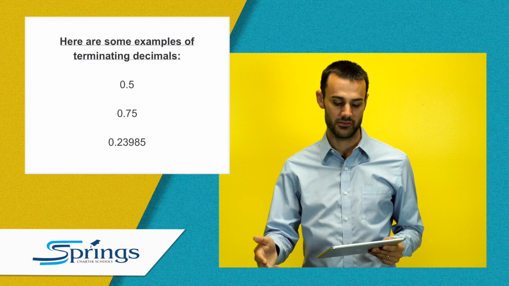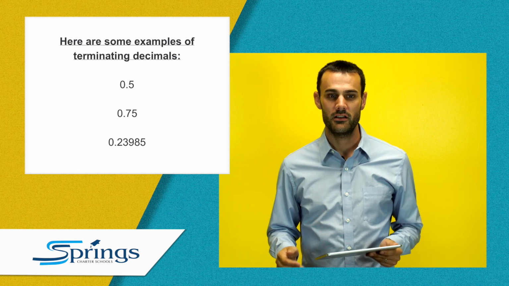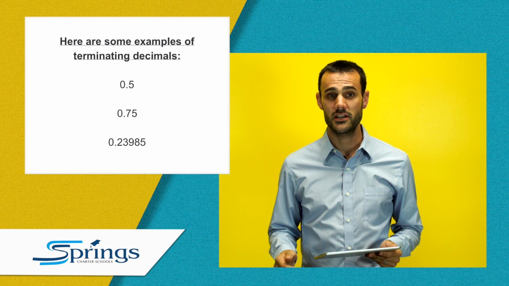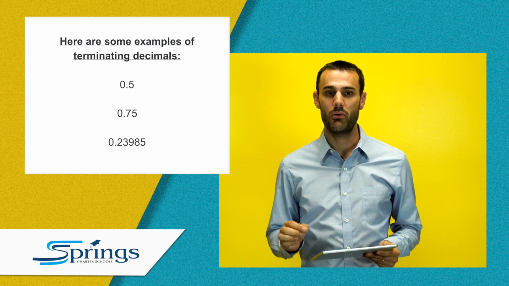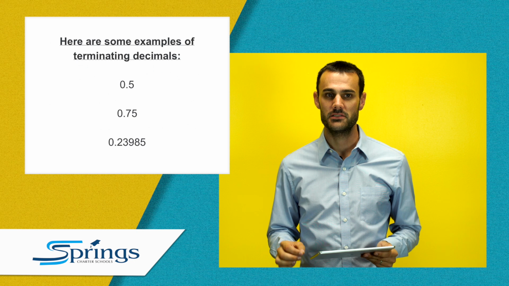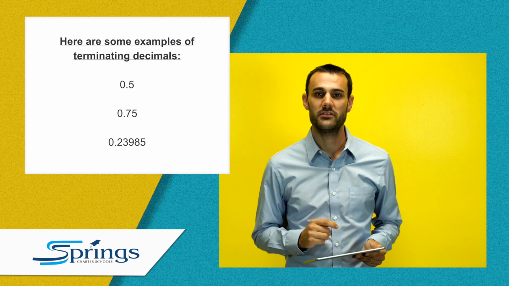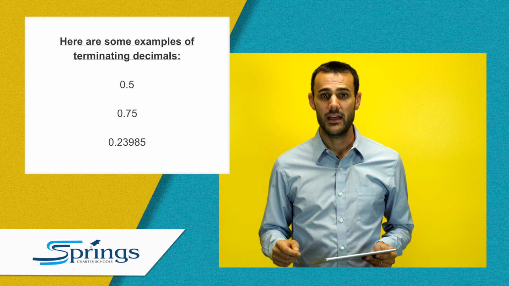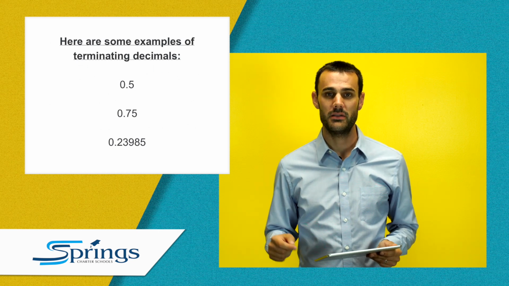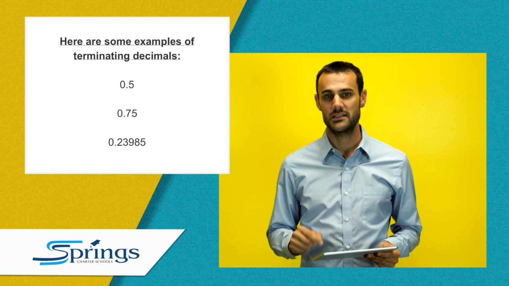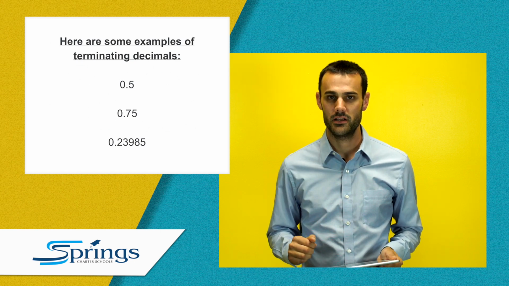Here are some examples of terminating decimals. First, we have 0.5. Now, 0.5 is equivalent to the fraction 1/2. And when we divide 1 by 2, we get 0.5. And that is it for the decimal. So therefore, that is a terminating decimal. We also have 0.75 here, and that is a fraction equivalent of 3/4. And when we divide 3 by 4, we get 0.75, and that is it. So therefore, we also can call that a terminating decimal.